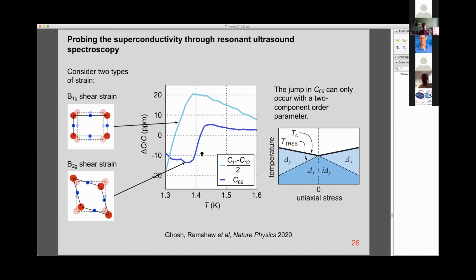So this is the elastic modulus C66 that corresponds to this shear strain, and there's a jump of about 10 parts per million, actually about 20 parts per million at Tc. Symmetrically, this is only possible when we have a two-component order parameter. It is only possible when we have these linear dependencies of Tc on strain that extrapolate to 0 stress.